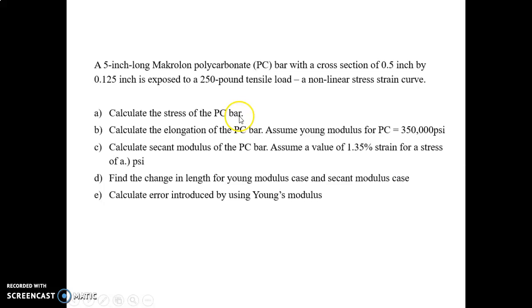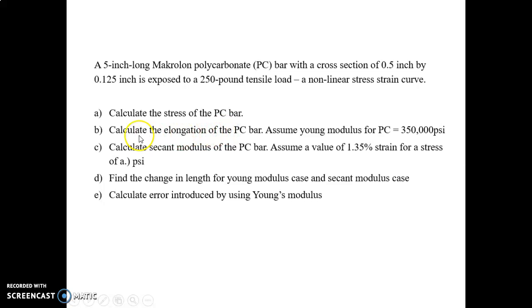Kita nak kira stress. So the definition of stress is load divided by cross-sectional area. So awak kena cari cross-sectional area dulu. Berapa dia punya cross-sectional area? 0.5 times with 0.125. So dapatlah dia punya cross-sectional area A. Dia punya load dia dah bagi dah, 250. So 250 divided by cross-sectional area. So you will get berapa? Okay, MPa ataupun PSI.